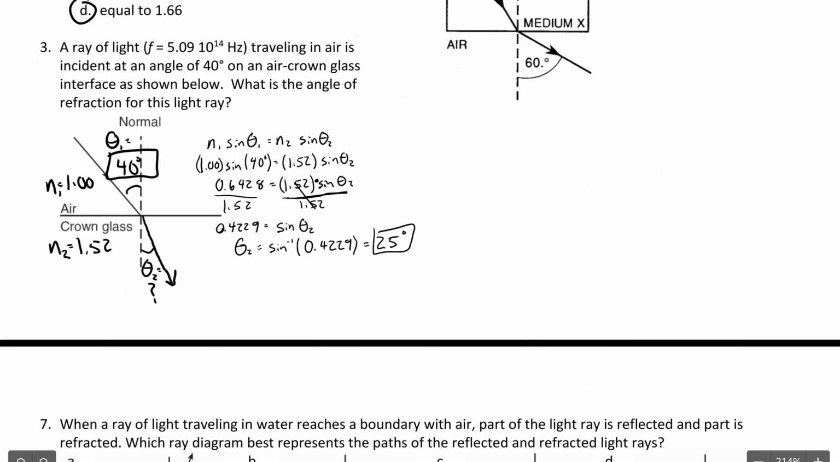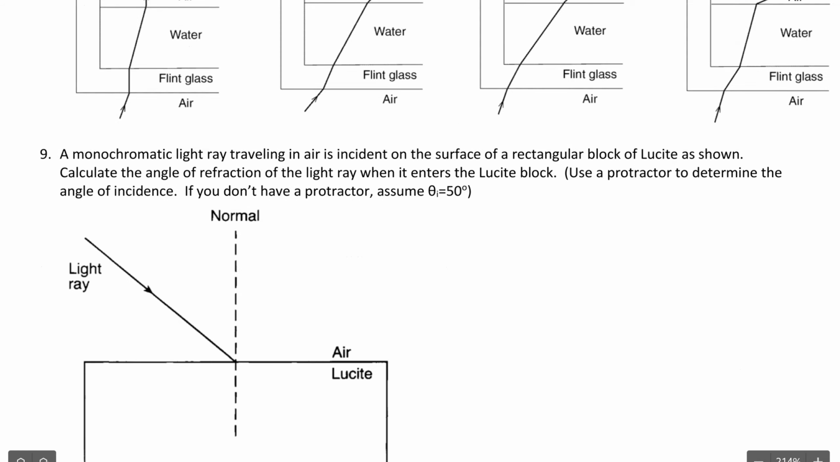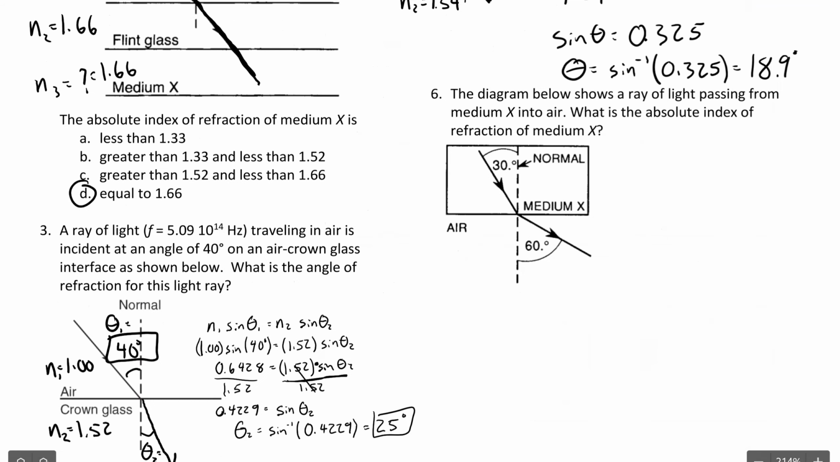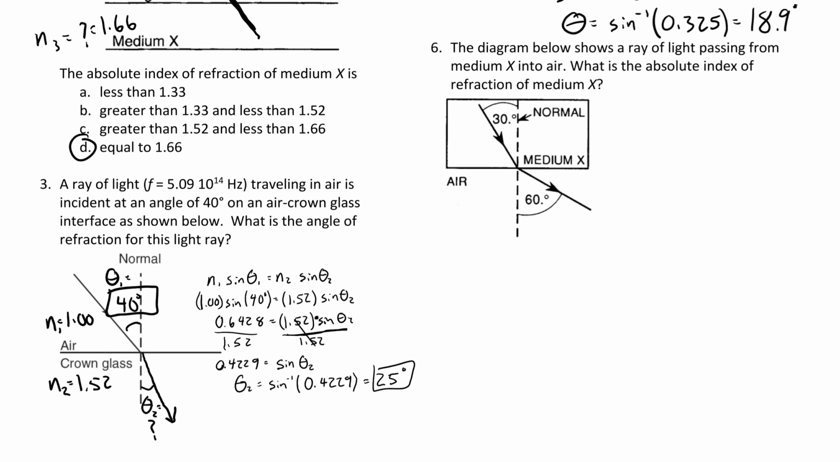All right, number 6 is the last one. Oh my goodness, this is going to be a long video. All right, number 6. The diagram below shows a ray of light passing from medium X into air. What is the absolute index of refraction of medium X? So now they give you both angles, and they're looking for one of the indices.